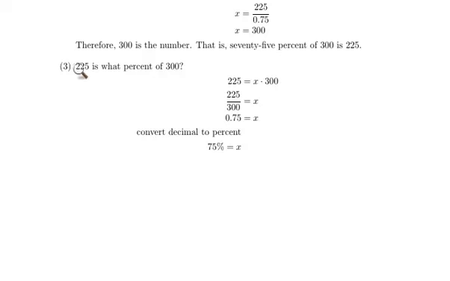So there's our calculations. 225 is what percent, that's our x, of, where "of" is multiplication, 300. So 225 is what fraction of 300. We divide both sides by 300. We carried out that long division. And then we converted the decimal to a percent. So 75% is what x is.